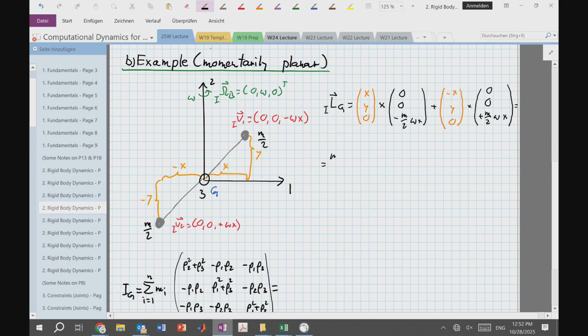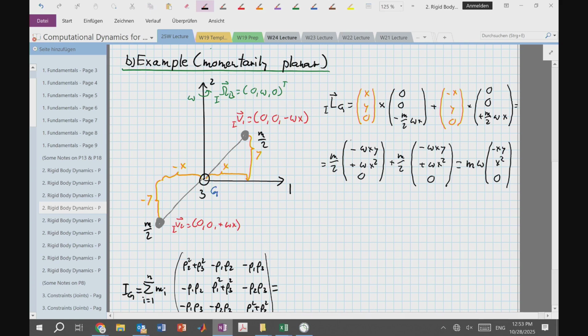Then we evaluate these guys. I pull the m/2 out here, and in my first cross product, I get minus omega xy. I get plus omega x squared. I get 0. And in the second term, I get minus omega xy. I get plus omega x squared and 0. And if I sum this up, I see this is 2 times exactly the same. So I get m times omega. Can pull that out. And I have minus xy, x squared, 0.